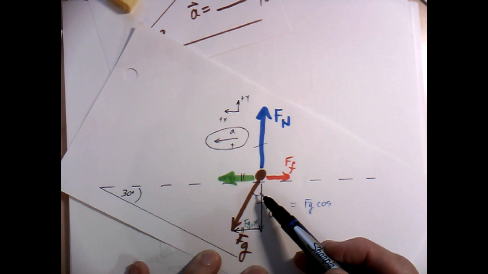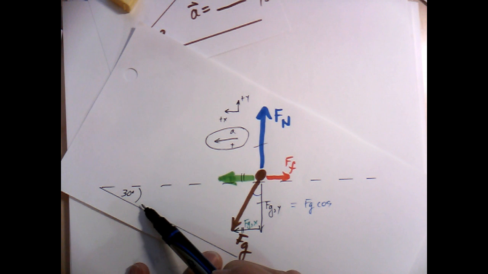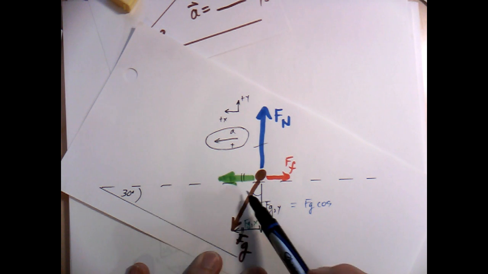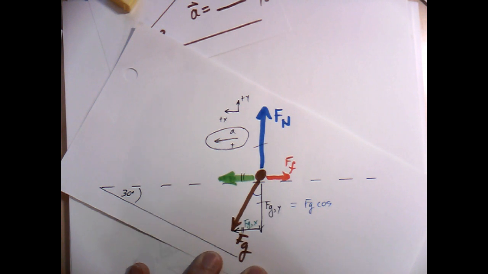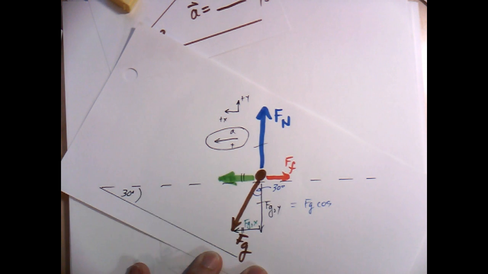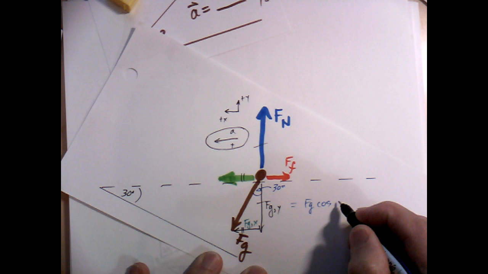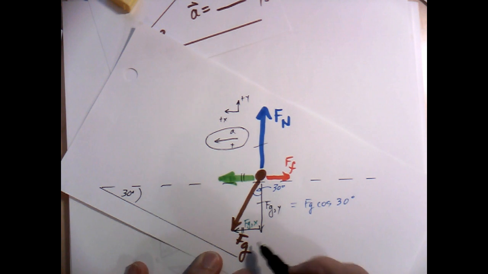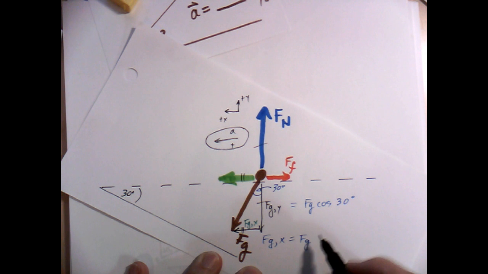And the question, what is that angle? Well, this angle is 30 degrees, and hopefully based on your geometry skills you can tell that this angle here is also 30 degrees. So let me mark that as 30 degrees. Whatever the incline of the ramp, that's also equal to this angle right here. So FGY is FG cosine 30 degrees, and this in the x direction is equal to, let me rewrite it, FG in the x direction is equal to FG times sine of 30 degrees.